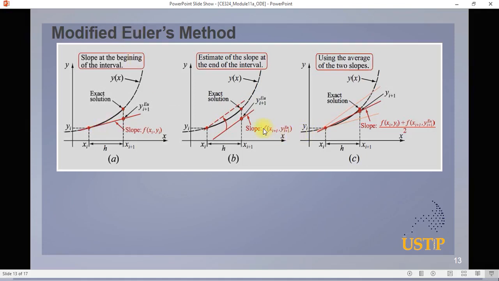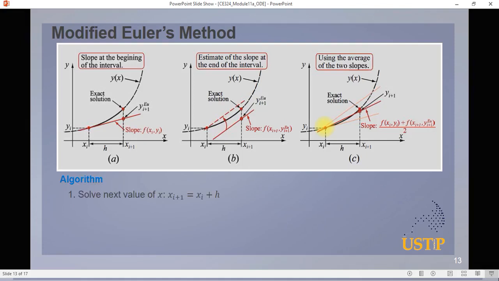So just like this, you will be estimating the slope of this. Okay, so you will just transfer this point to this. And then the next step is that you will be using the average of those two slopes. So you have a slope here, and then you also have another slope here. Then you will just take the average of those two. Then you can now solve for the approximate values of y at the ODE.